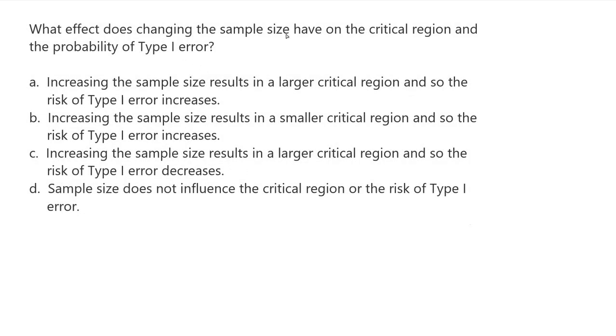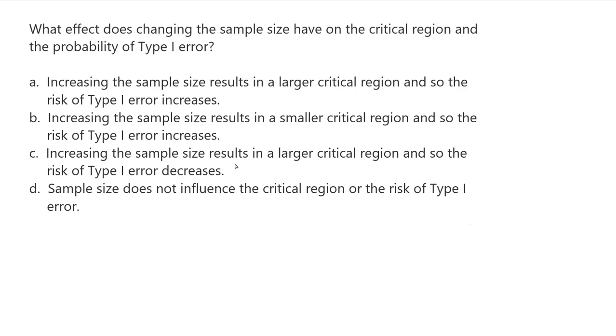What effect does changing the sample size have on the critical region and the probability of a type 1 error? Is it A, increasing the sample size results in a larger critical region, and so the risk of a type 1 error increases? Or B, increasing the sample size results in a smaller critical region, and so the risk of a type 1 error increases?